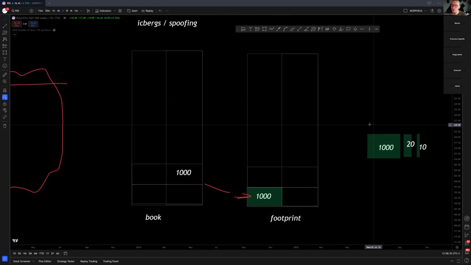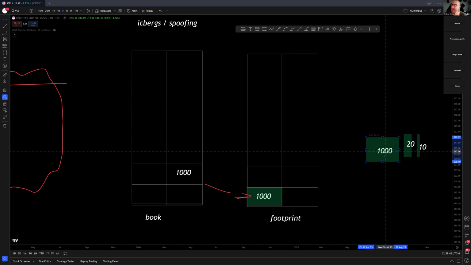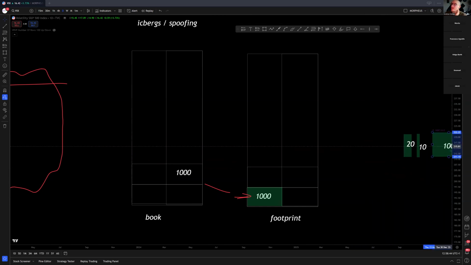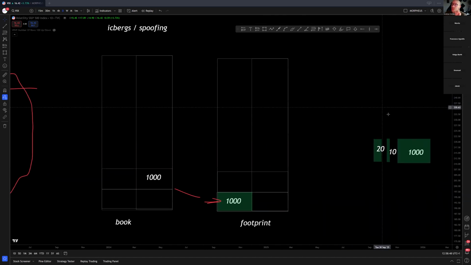So what he will do is he will delete these 1,000 orders in a matter of a millisecond and replace them. So he's going to cancel it and replace it, cancel it and replace it. So he makes sure that he's always at the back of the queue and he never gets his order actually filled. Do you understand how crazy this is?